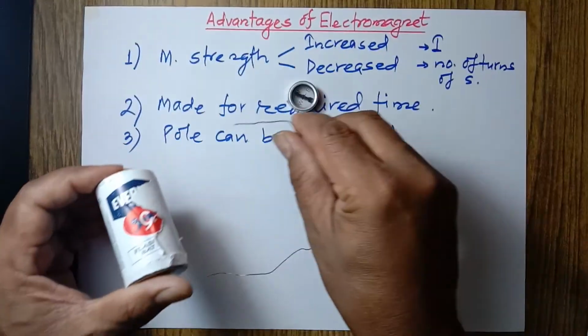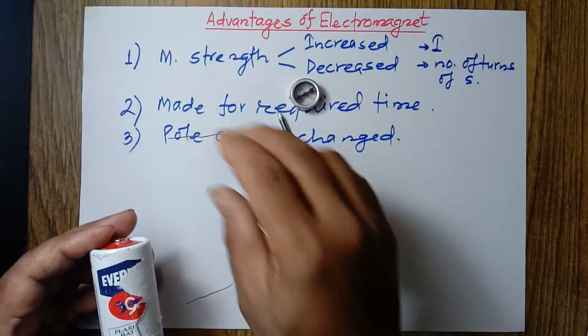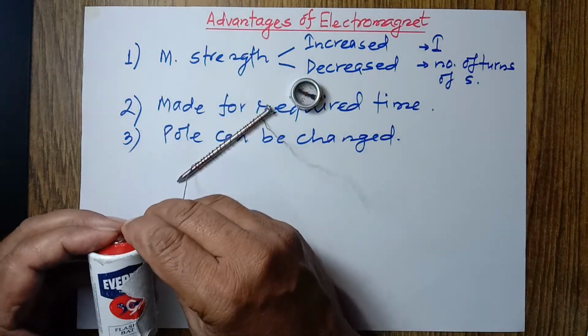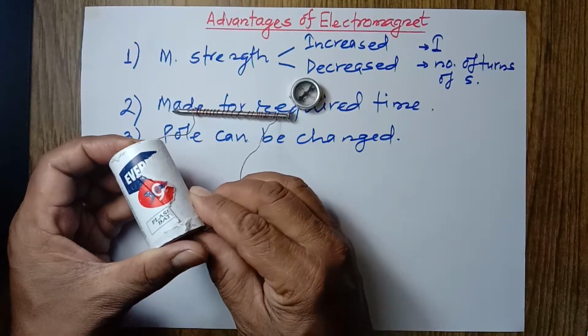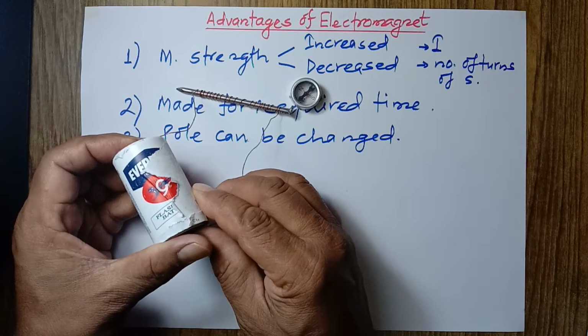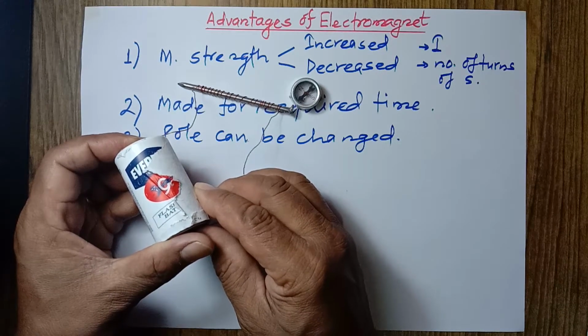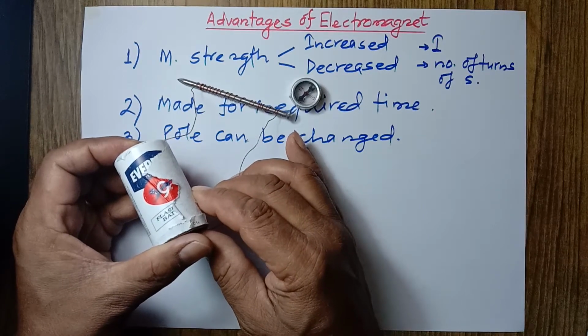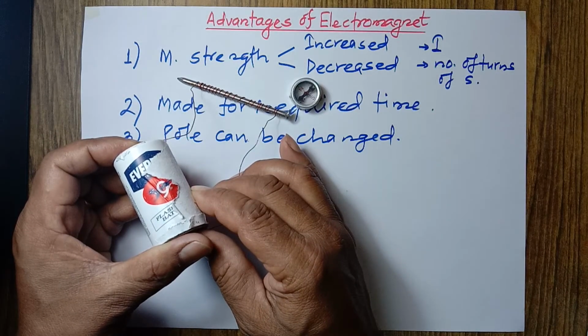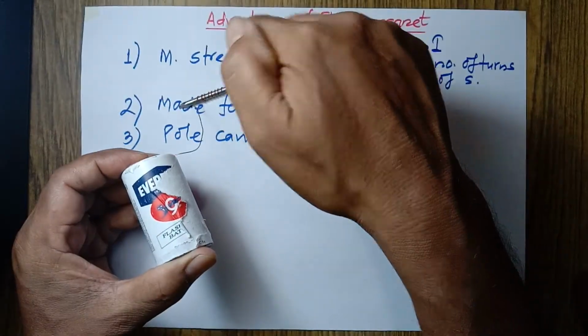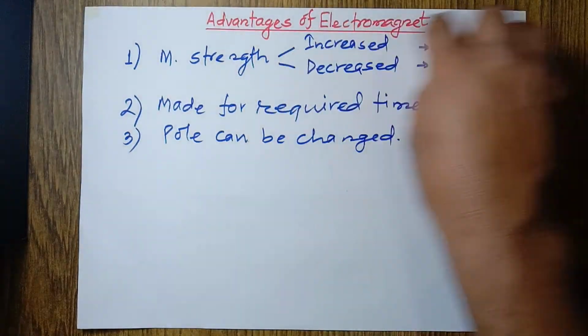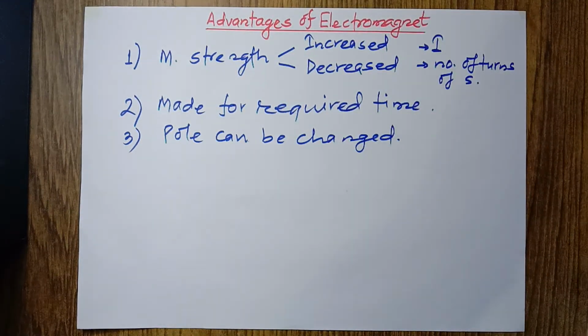If I connect this just the opposite way, like this, in the opposite direction, then look at this. Now the head is attracting the arrowhead of the compass. It means the north pole is attracted by this head. It means now it is south pole. Previously it was north pole, now it is south pole because the direction of current is changed. This way we can change the pole of the magnet in case of an electromagnet, but it is not possible in case of a permanent magnet.